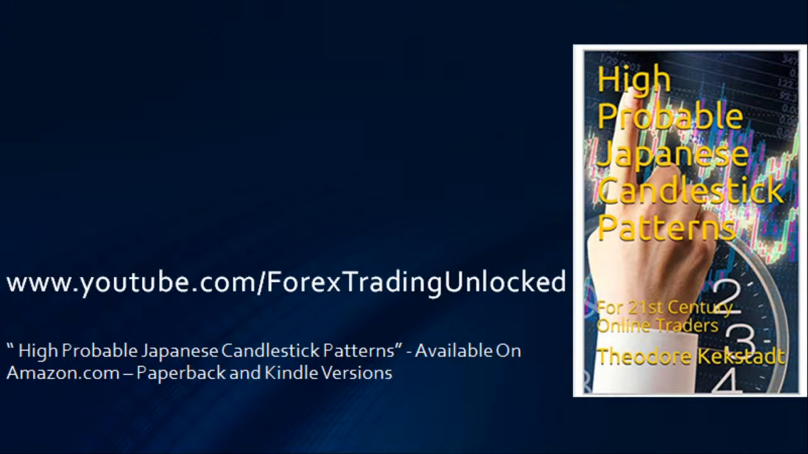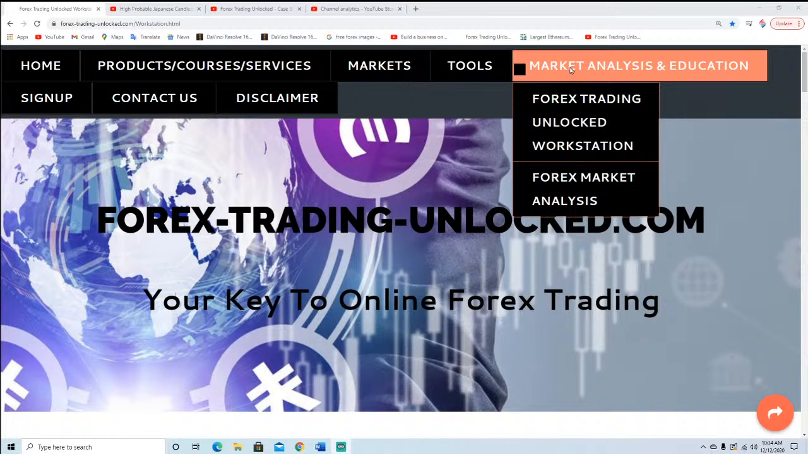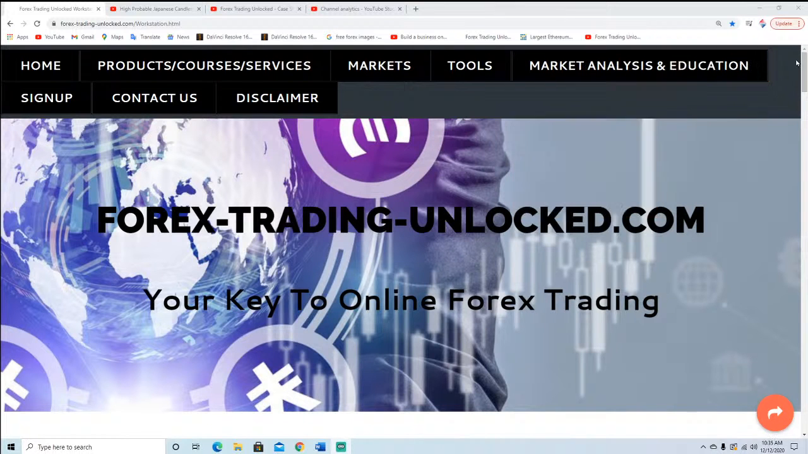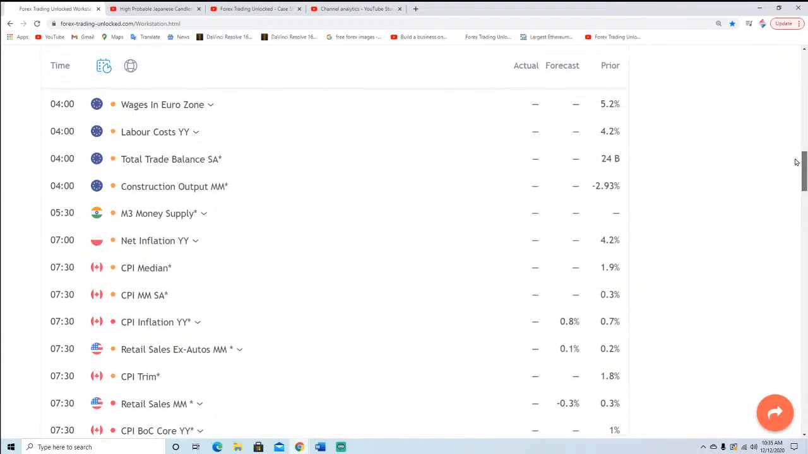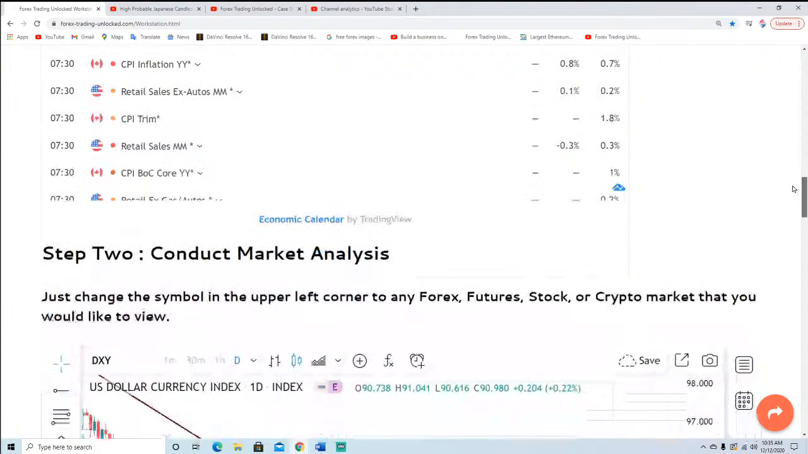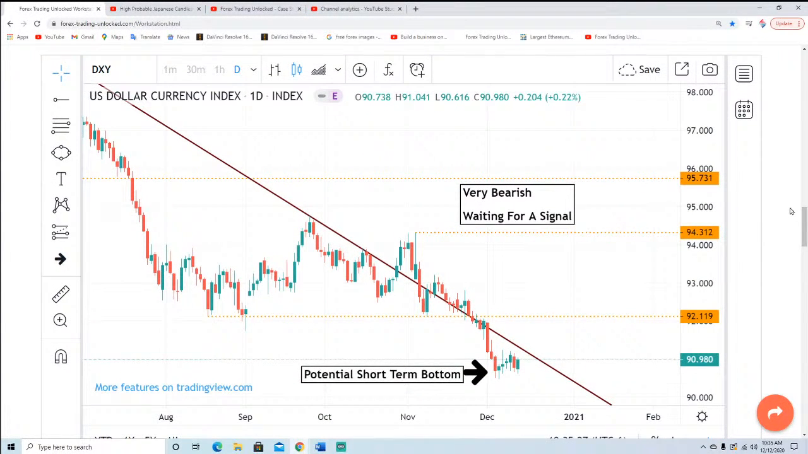And without further ado, let's go to our live screenshot here. We have the Forex-Trading-Unlocked.com website pulled up already, and from our market analysis tab, we've pulled up the workstation page. That's already prepared. We're going to skip past the economic numbers. Now there are a bunch of numbers for the euro, the pound, and the US dollar and the yen that are not, I wouldn't say they're mostly medium economic numbers.